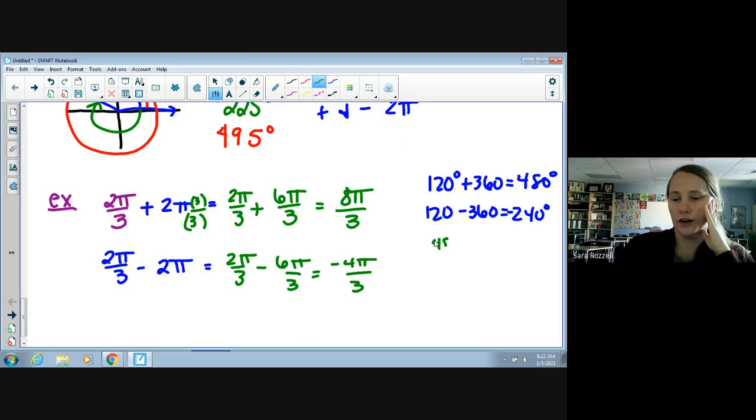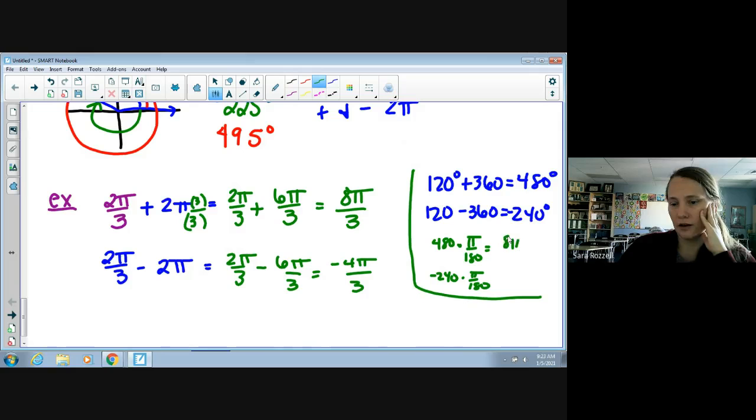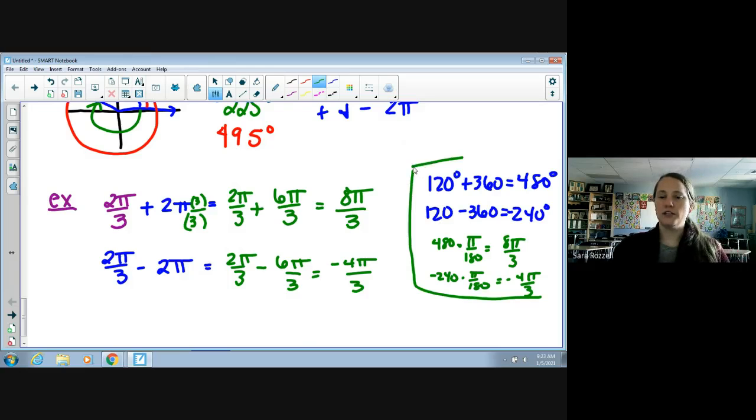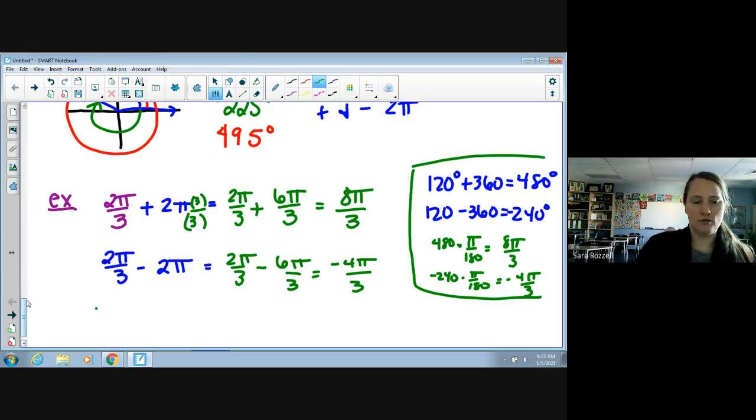So then you would put like 480 times pi over 180 and negative 240, and simplify it that way, which is 8 pi over 3 and negative 4 pi over 3. So it just takes a couple more steps of changing it back and forth. So for coterminal, you add 360 and subtract 360 if you're in degrees. Add 180, subtract 180 if you are, add 2 pi, subtract 2 pi if you are in radians.